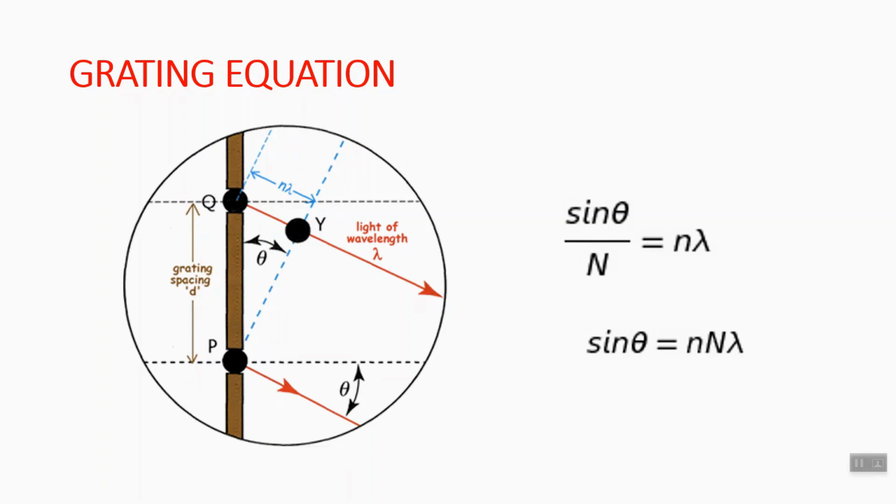So we can easily calculate the path difference between the two light rays, which is equal to an integral multiple of lambda for getting maxima. That is, the path difference is (A plus B) sine theta, or sine theta by N, which is equal to n lambda. So rewriting this equation, we will get sine theta is equal to small n capital N lambda, where theta is the angle of diffraction, small n is the order of the spectrum, capital N represents the number of slits per unit length, lambda is the wavelength of light used, and this equation is known as the grating equation.